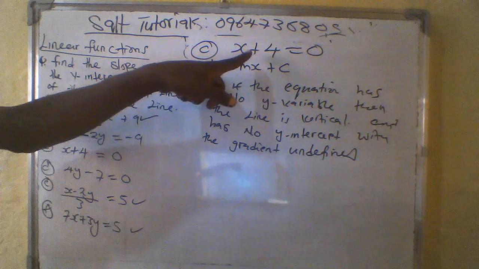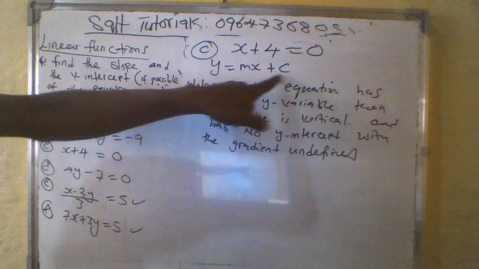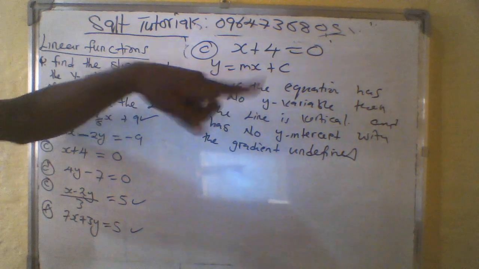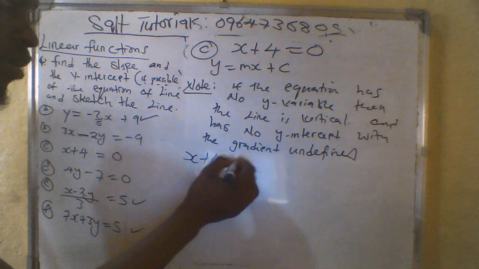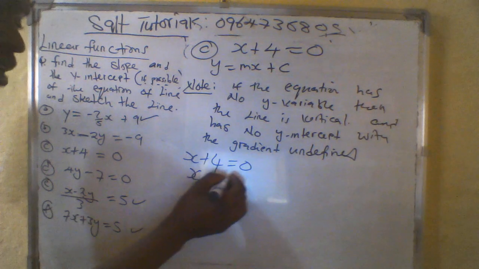So here I'm just saying x plus 4. I can't see the y for me to write it in this standard form. So it will be difficult for me to write this in standard form. So this is just basically a vertical line. So x plus 4 equals 0. This is just basically as good as x equals negative 4.